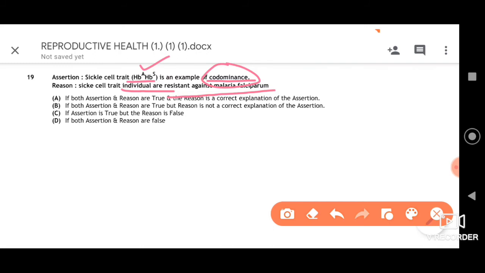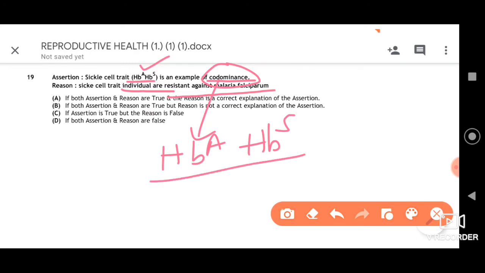See, in human beings, if we consider the parental alleles HbA and HbS, they are present in the form of a pair, always paired. So sickle cell anemia appears in the progeny, my dear friends. They should be in pair, only then the sickle cell anemia appears. That means they should be codominant. The given assertion is as such, and it is correct.